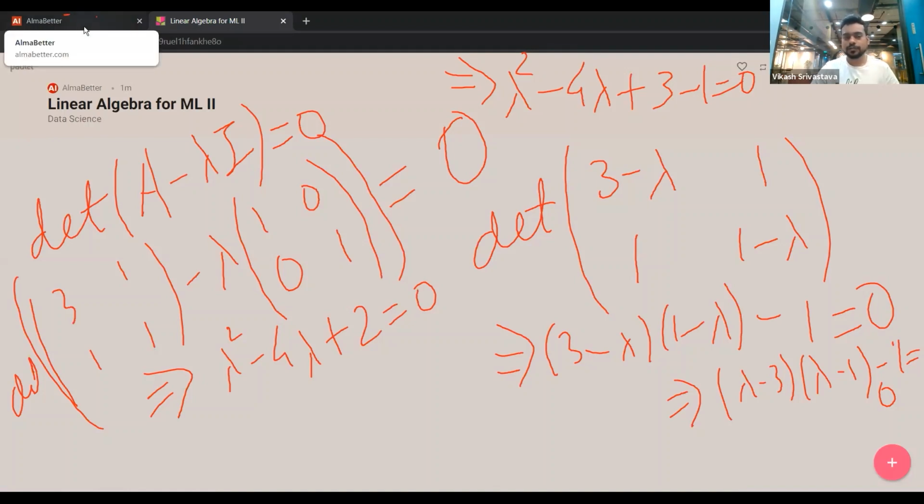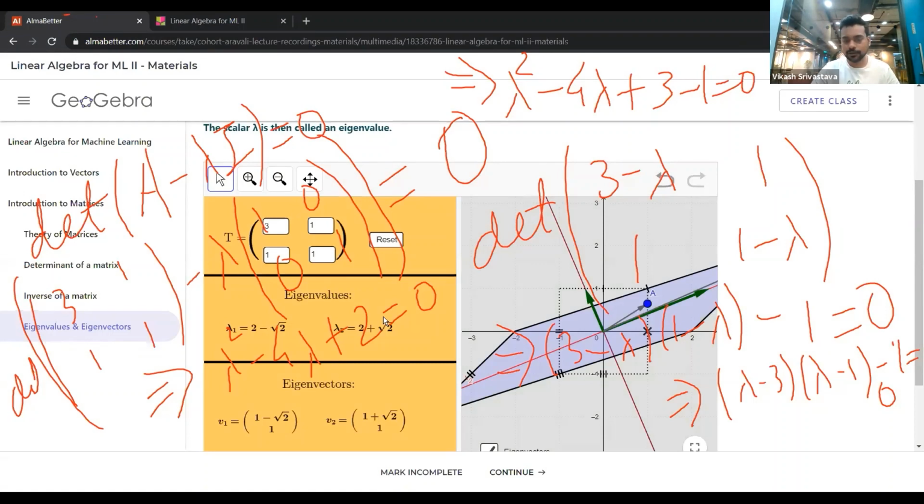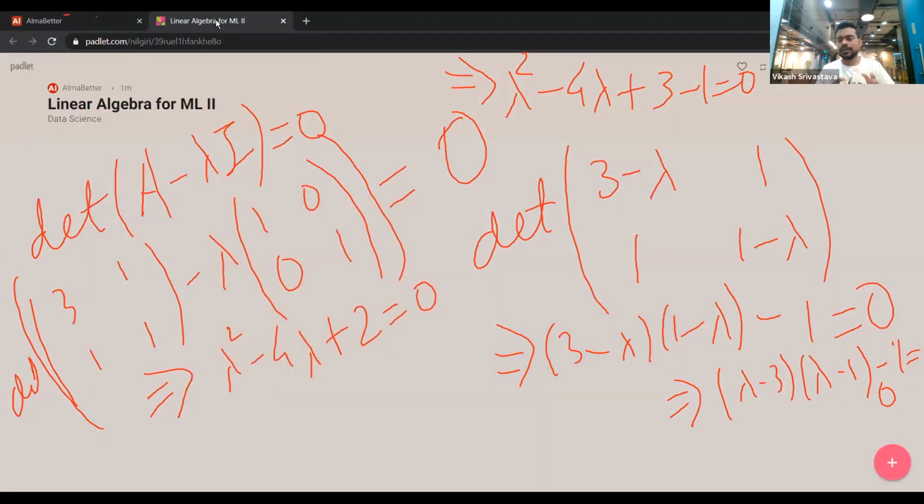Okay, so the eigenvalues are essentially corresponding to this transformation A only, right? So I hope you guys are able to understand this particular concept. Okay, can you guys please let me know if you are able to comprehend all of these things? So how do we calculate the eigenvalues and what are eigenvectors?